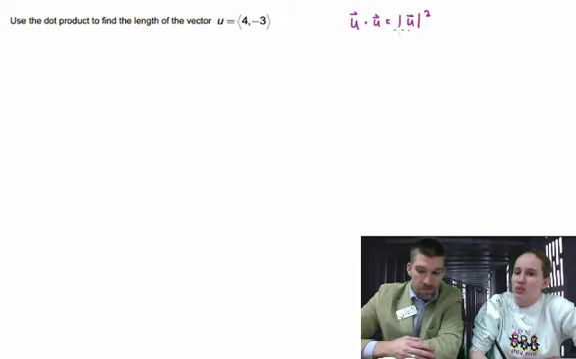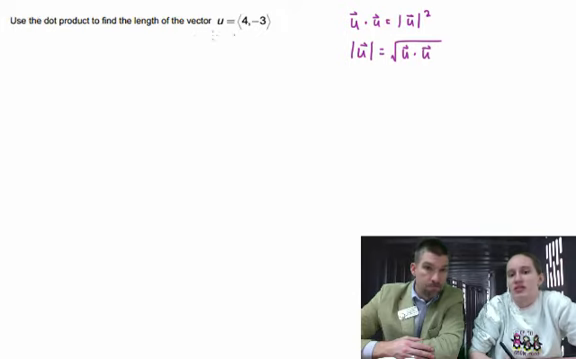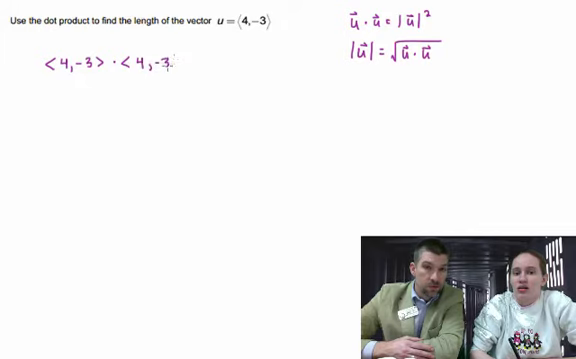So what we can do is take this property 2 and square root both sides, and that gives us the magnitude of u by itself equals the square root of the dot product of u with itself. So when this problem says use the dot product to find the length of the vector u, it means we need to do the dot product of 4 and negative 3 with itself, and then when we get our answer, we're going to square root it.